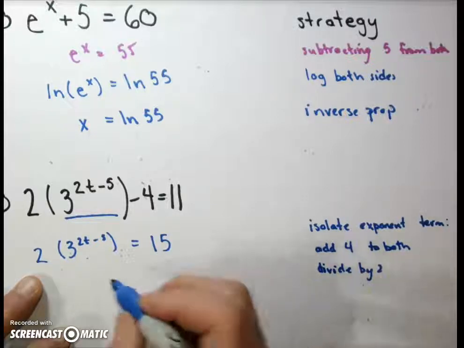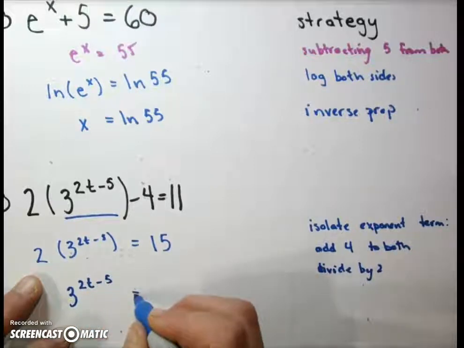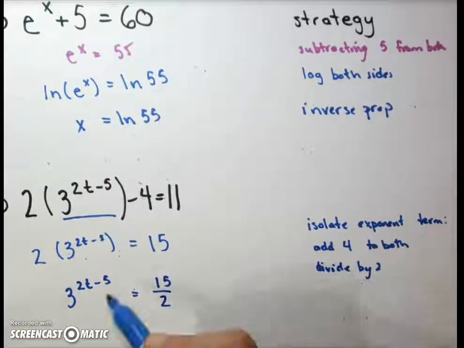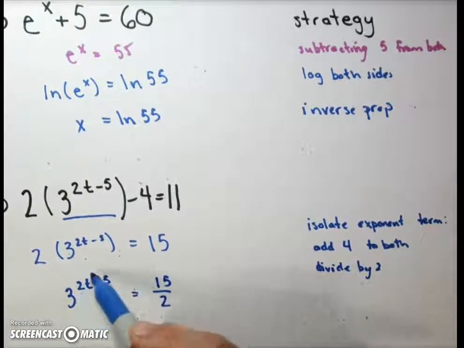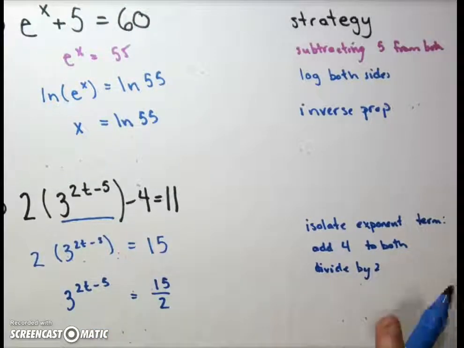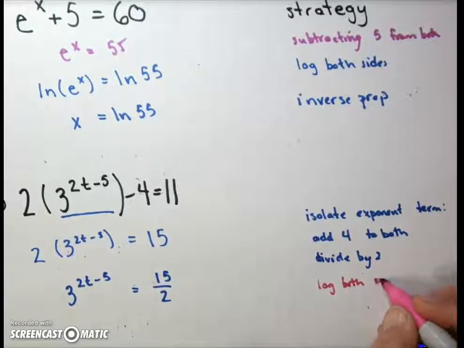So what will I have? 3 to the 2t minus 5 equals 15 over 2. Now I'm at the stage where I can almost solve for t, but I can at least solve for the exponent using the inverse property. So this is where I'm going to log both sides. I can't move any other numbers around without taking a log.